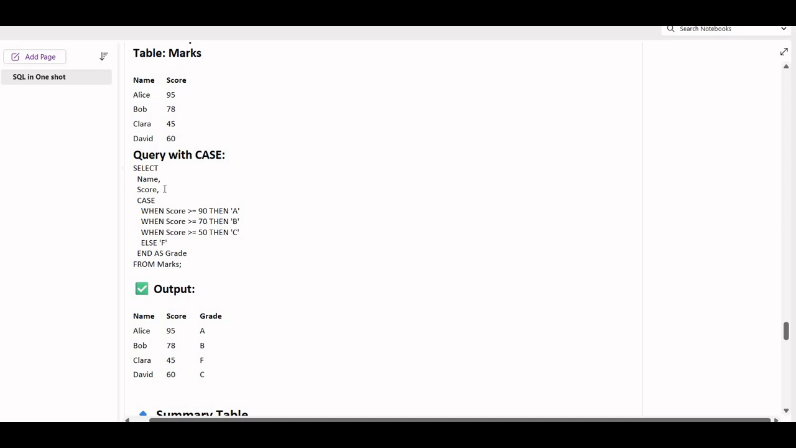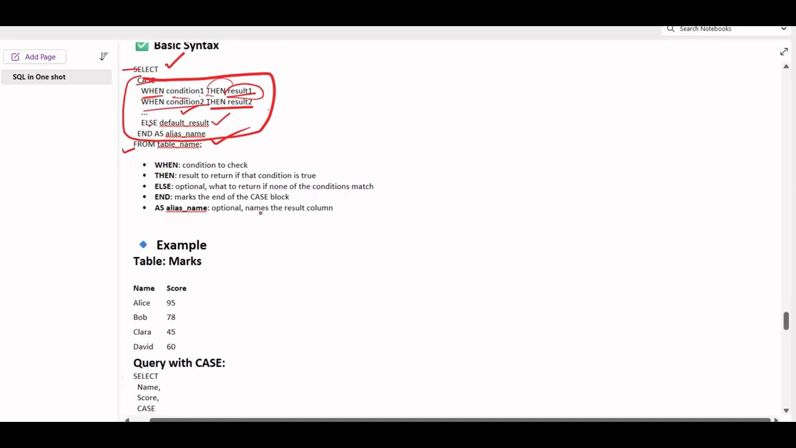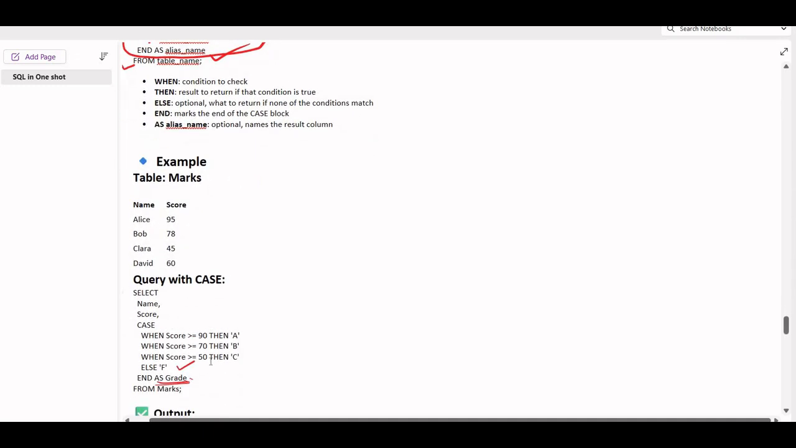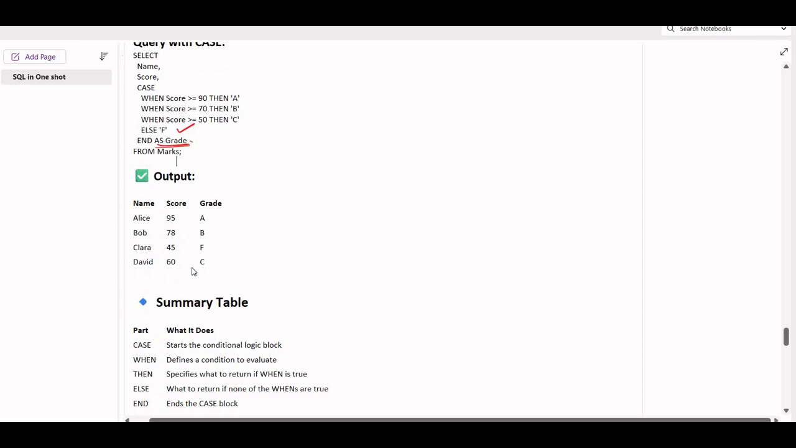SELECT name, score, CASE WHEN score is greater than or equal to 90 THEN 'A'. When the score is greater than 90, you have to give them grade A. Else, if none of these is matching, you will give it as an F grade. END AS grade. Whichever grade you are giving, that will come into the grade column. So FROM the table name: name, score and then the grade.